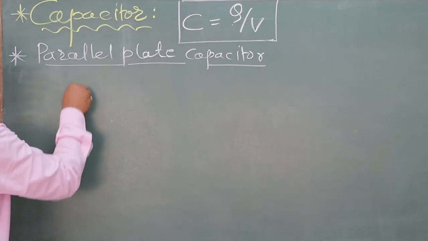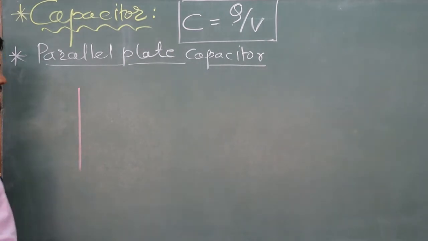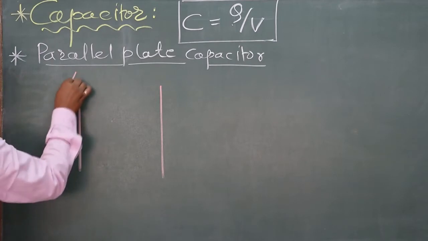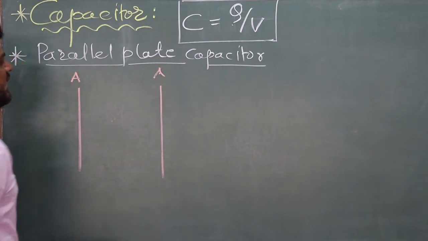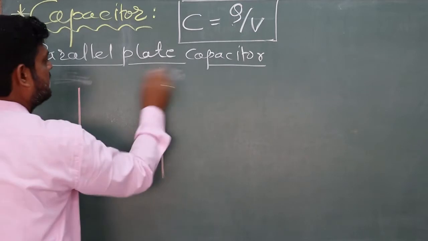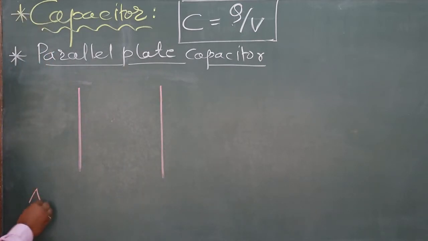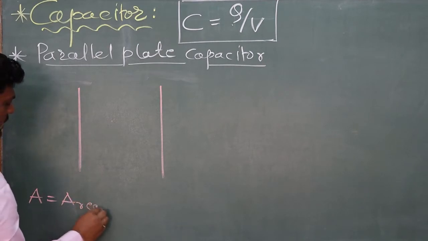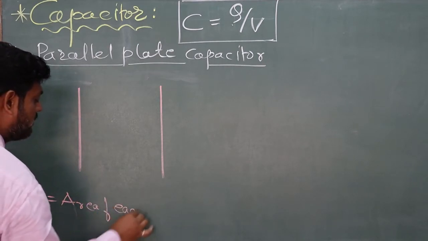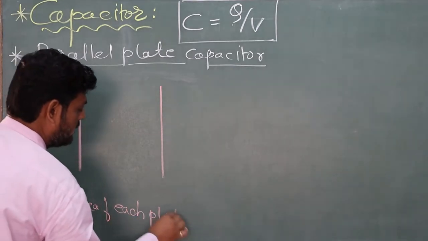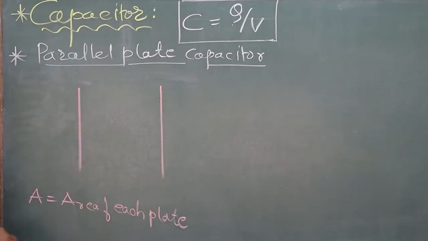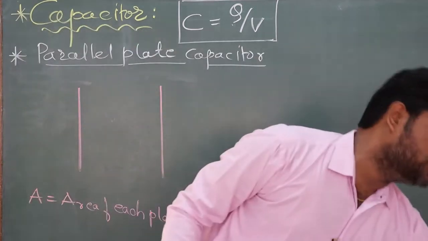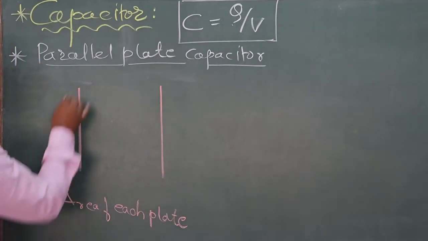Now see the parallel plate capacitor. In that the two plates are given. So these are the two plates. Both plates have the same area, so A is known as the area of each plate. Charges are uniformly distributed on the plates, on the surface of the plate.